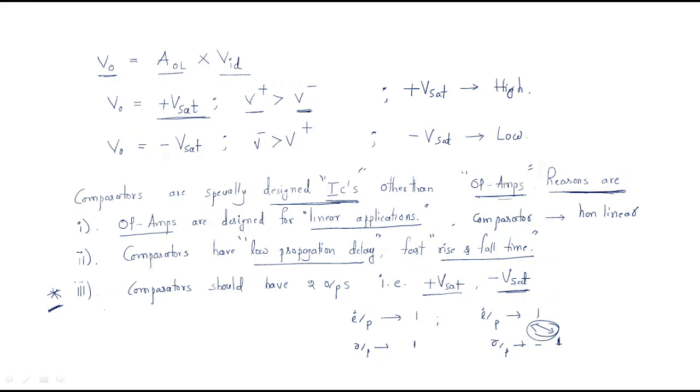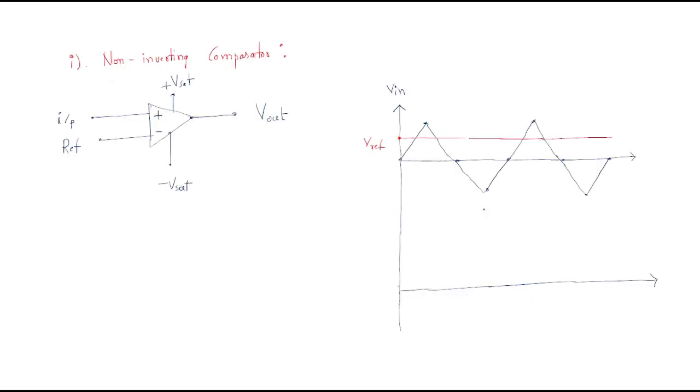Comparators should generate only two outputs. One is positive saturation, and the other is negative saturation. These are the special features of the comparator. Generally, we have two types of comparators.